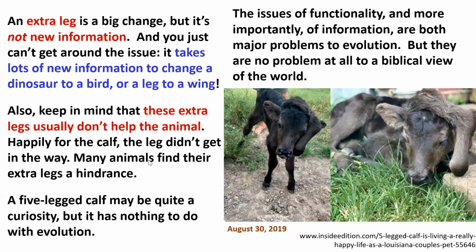Many animals find their extra legs a hindrance. It doesn't help at all. And a five-legged calf may be quite a curiosity, but it has nothing to do with evolution. So you talk in terms of the issues of functionality, how it's used, and more importantly of information. They are both major problems for evolution because they cannot be used. But they are no problem at all if you look at the biblical view of the world. We don't need to evolve and have all these extra parts.